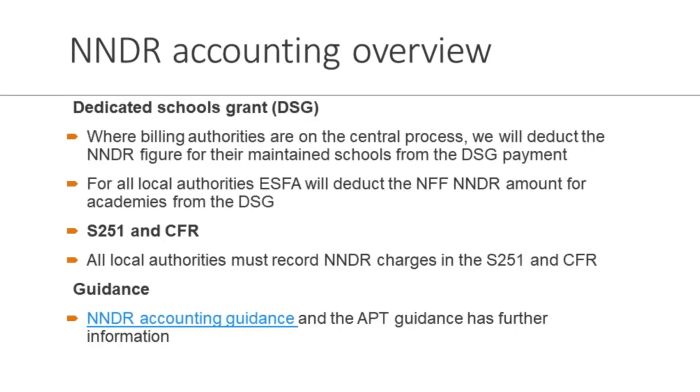So in terms of the DSG, where billing authorities are on the central process, we will deduct the NNDR figure for the maintained schools from the DSG payment. And again, as we said in the previous slide, for all local authorities, the ESFA will deduct the NFF NNDR amount for academies from DSG as well. In terms of your section 251 and CFR, all local authorities must record the NNDR charges in those. There is detailed accounting guidance already out there, and we will update that for the next round as well.